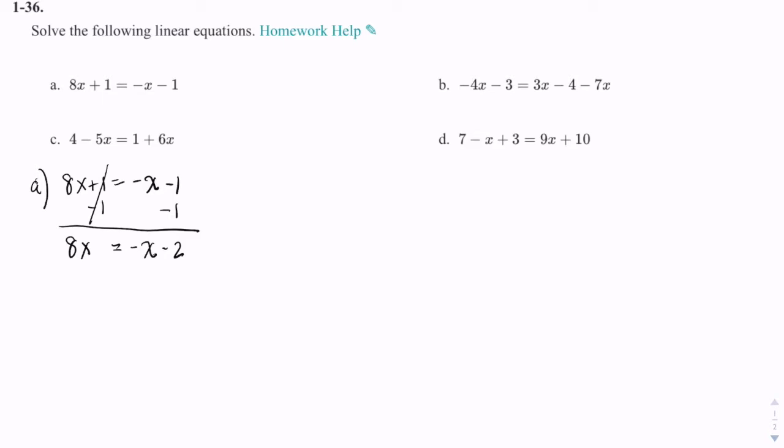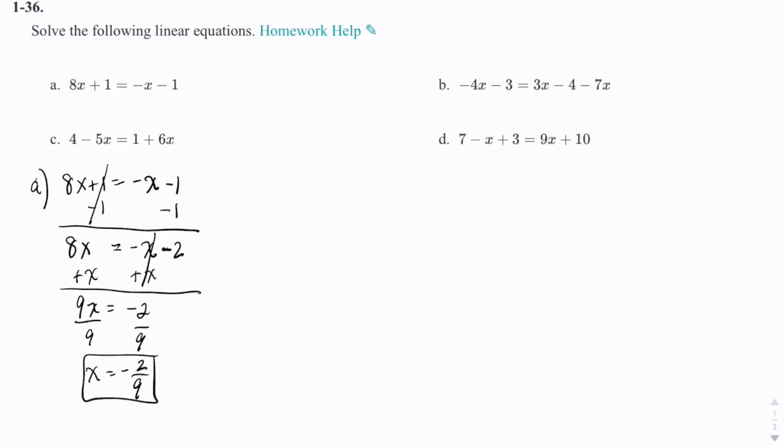And then I'll add x to both sides, right, because I want to bring that x over. And I get 8x plus 1x is 9x equals negative 2, right? Because these cancel, but the negative is still there. And then I'll divide both sides by 9, and I'll get x equals negative 2/9 for A.